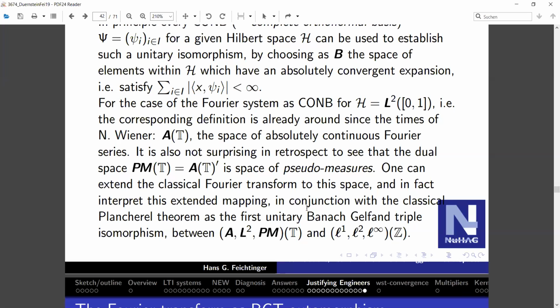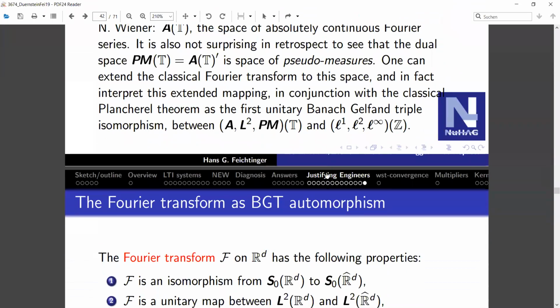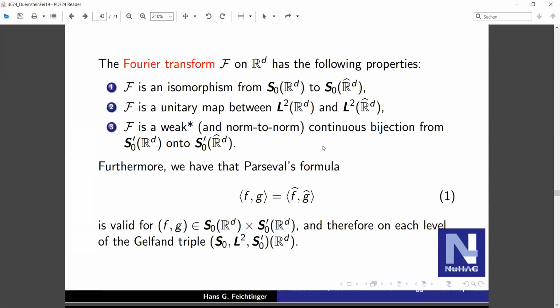So what I'm saying is the classical terminology of the algebra of absolutely convergent Fourier series inside the periodic L2 functions, which has the dual space of pseudo measures, they are a triple exactly in the spirit of my abstract concept. And the Fourier transform now, the classical Fourier transform at the level of L2 or restricted to A of t going to L1 is an isomorphism in the sense of Banach-Gelfand triple. So it's not anything magic. So maybe as a summary, and I should probably jump to Gabor analysis only later.